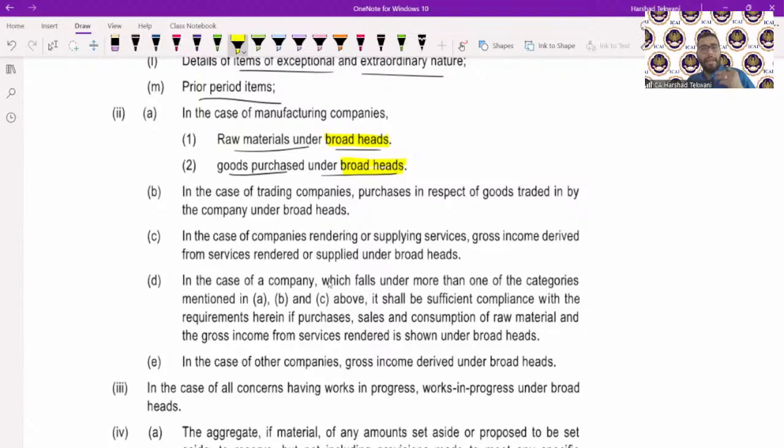So in case of a trading company, the next point is purchase in respect of goods traded by the company under broad head. I will not show this pen, X pen, Y pen, Z pen, white paper book, lined book. I will not show this much detail. I can show under broad head: stationery items, then you can say some other items, this way. I need to bifurcate it. So I need to classify under broad head based on my type of business activity.